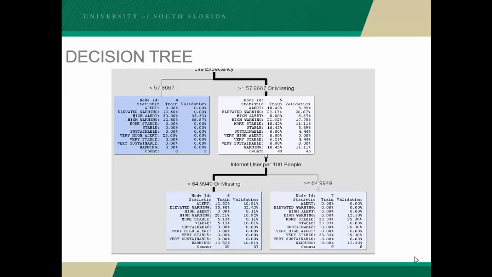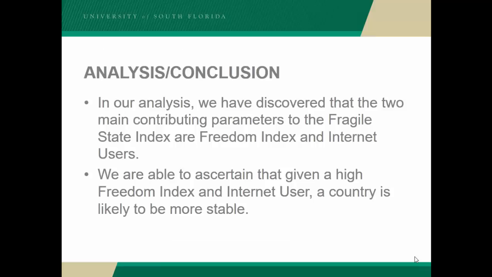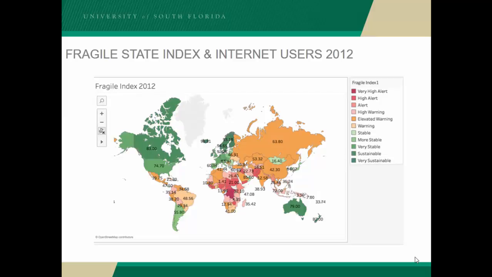So at this point, we were able to determine that for internet users per 100 people, if it was lower than 64, then it was more likely to be a less stable country. If it was greater than that, then it was more likely to be a more stable country. So really, overall, in our analysis and conclusion, we have discovered that the two main contributing parameters to the fragile state index are freedom index and internet users. So we were able to ascertain that given a high freedom index and internet users, a country is more likely to be stable.